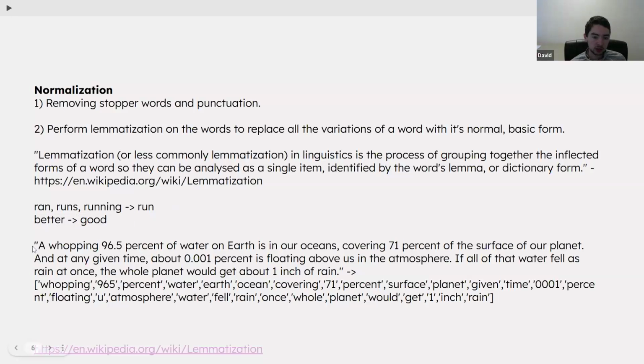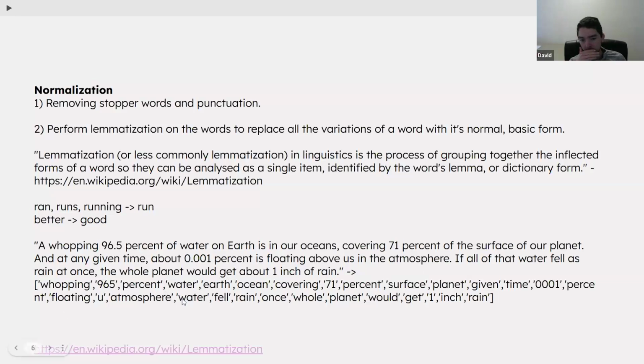Now here you can see the sentence from before. A whopping 96.5% of water on Earth is in our oceans, covering 71% of the surface of our planet. And at any given time, about 0.001% is floating above us in the atmosphere. If all that water fell as rain at once, the whole planet would get about 1 inch of rain. So basically, whopping 965%. You can see the simplest version.